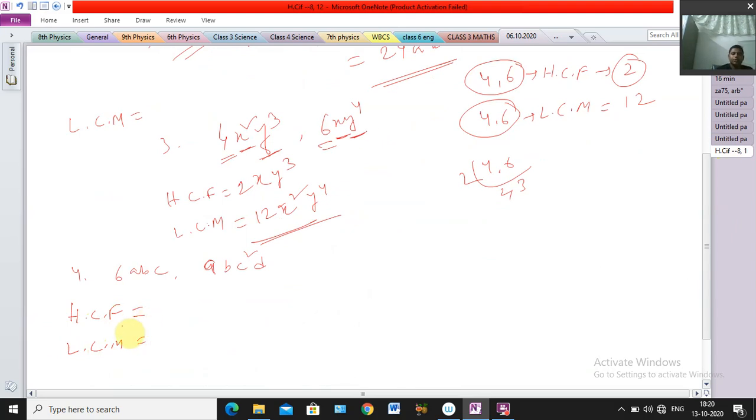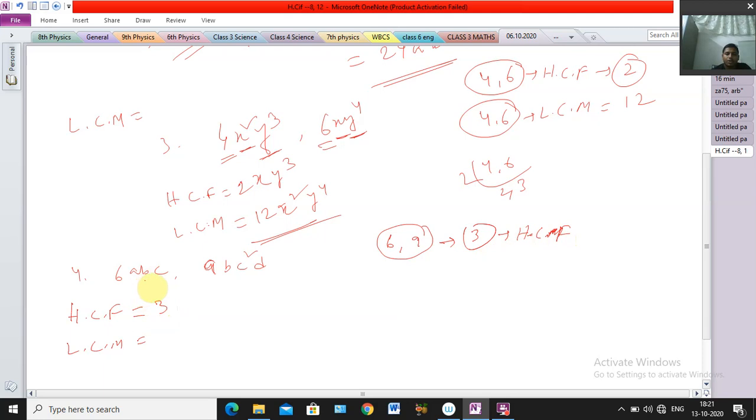Okay, HCF. So the HCF of 6 and 9 will be what? 3 only. That is the HCF. Clear? Because 3 2s are 6 and 3 3s are 9. So the HCF of 6 and 9 we are getting is 3.